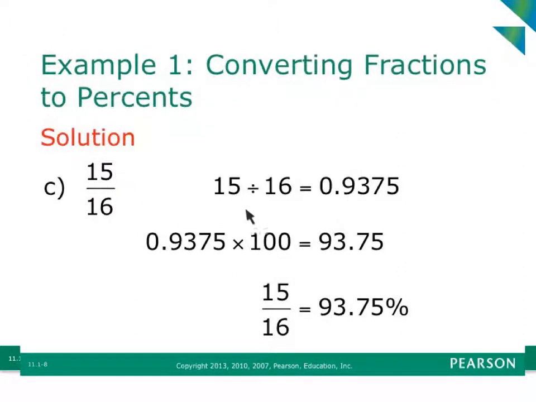Okay, 15/16. Take 15 divided by 16, we get 0.9375. Then 0.9375 times 100, which means move the decimal 2 places to the right, and we get 93.75%. Make sure you include this part too, so don't round. Keep all your decimals there.